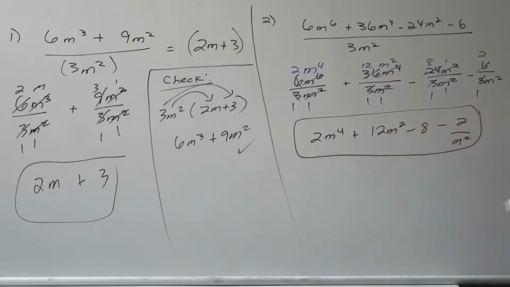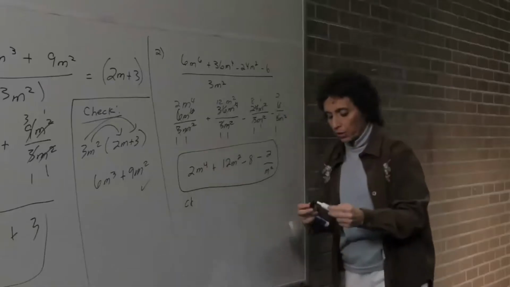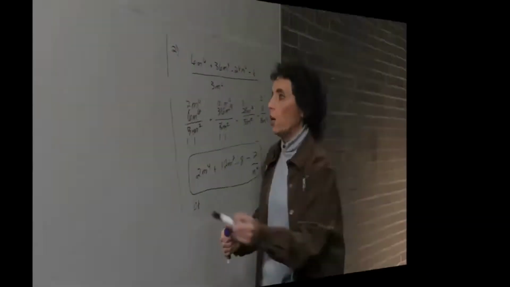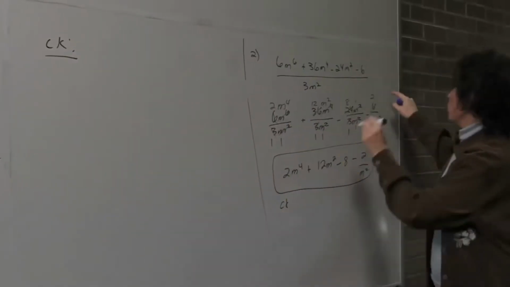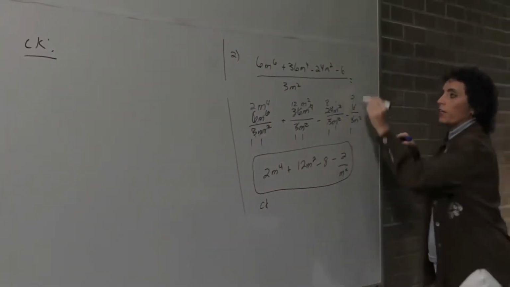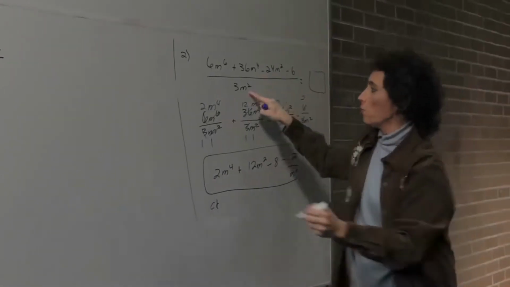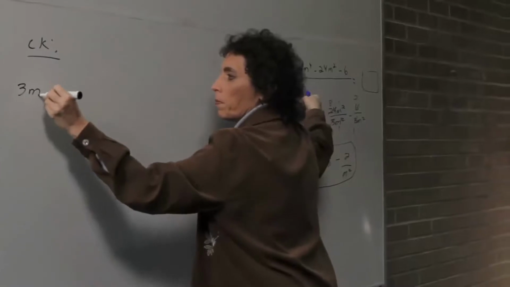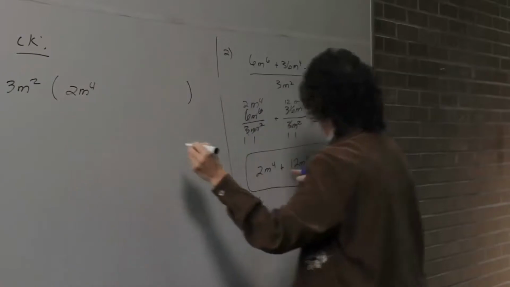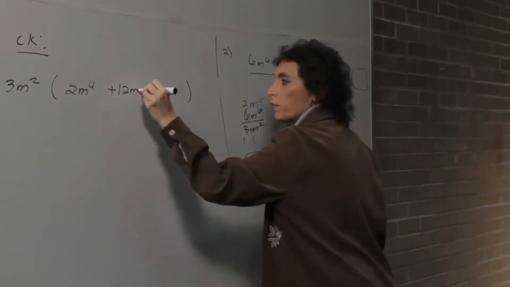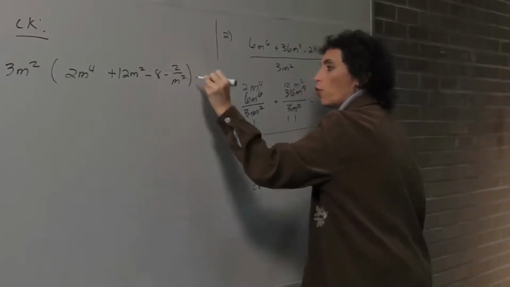How do I check this? Well, I multiply just like before. Actually, I'm going to do my check up there, because otherwise it's going to get too small. Remember, this is equal to this guy down here. So I have to multiply this times this, right? This times this should give me this. So here's 3m squared times 2m to the 4th plus 12m squared minus 8 minus 2 over m squared.